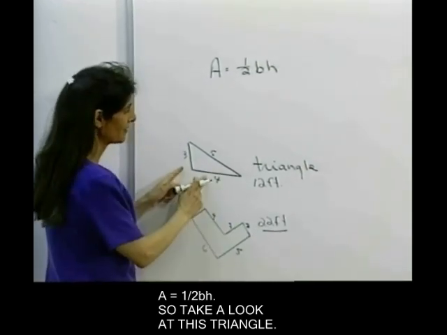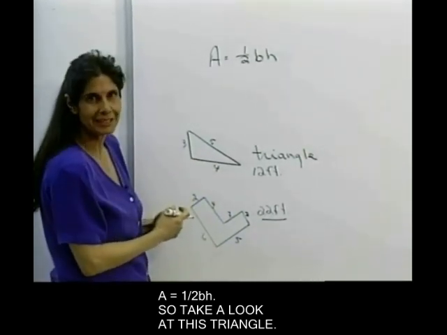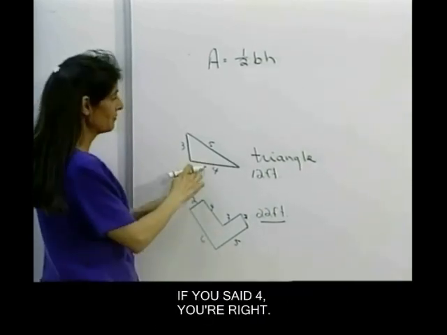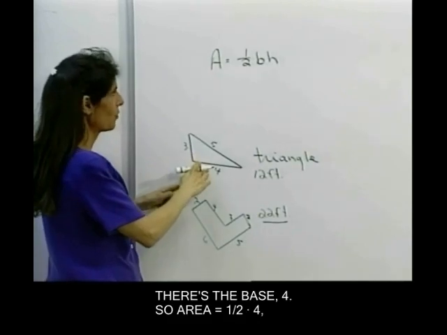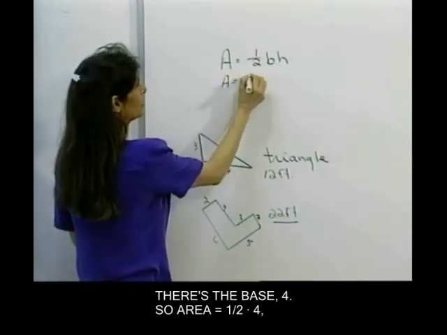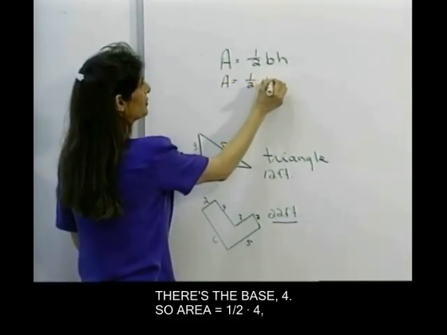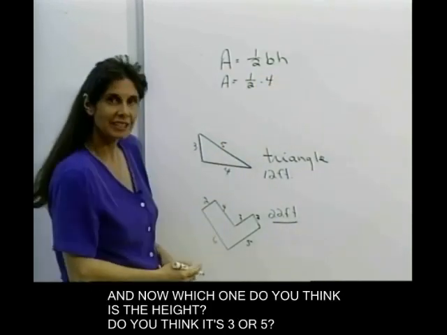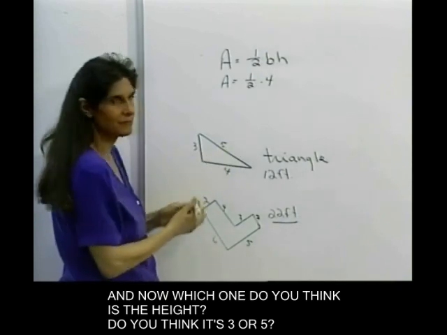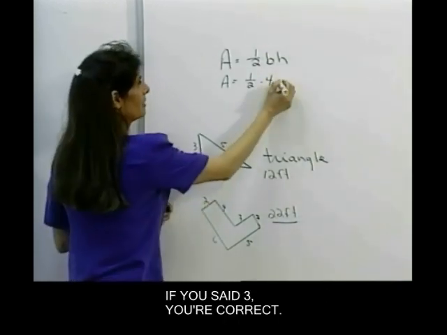So take a look at this triangle. Which one do you think is the base? If you said 4, you're right. There's the base, 4. So area equals 1/2 times 4. And now, which one do you think is the height? Do you think it's 3 or 5? If you said 3, you're correct.